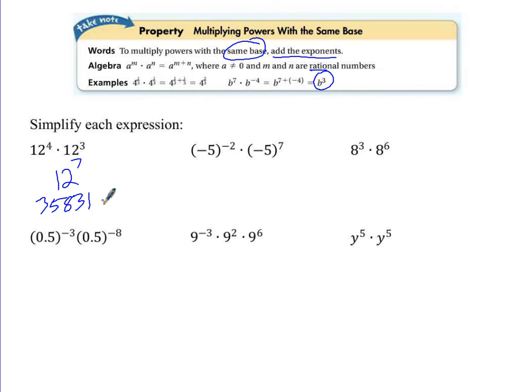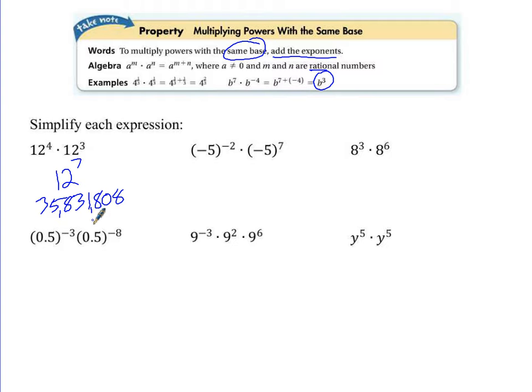35,831,808. It's a pretty big number. But that's what 12 to the 7th power is. Okay, how about the next one?